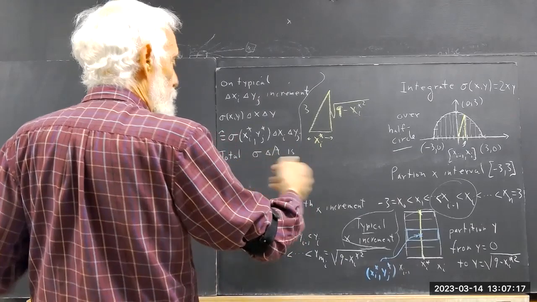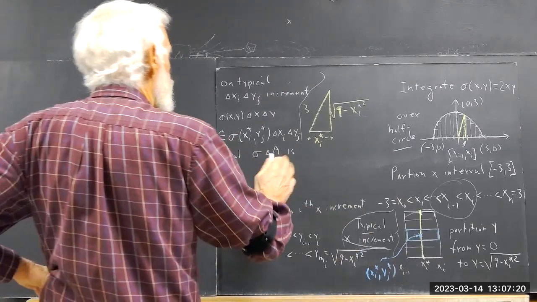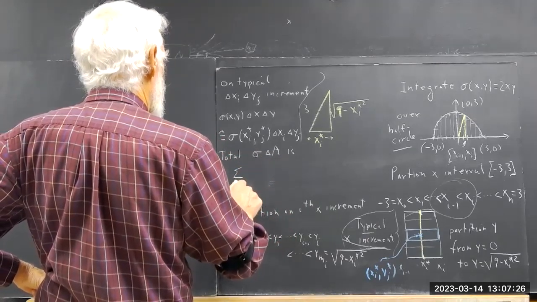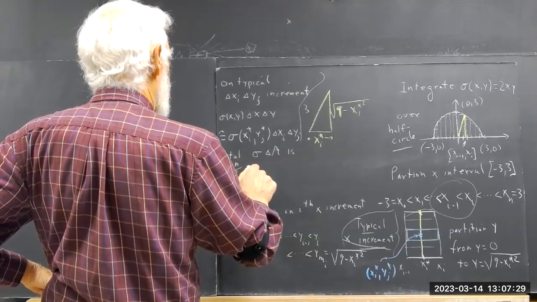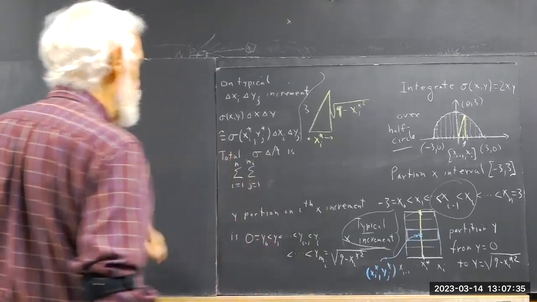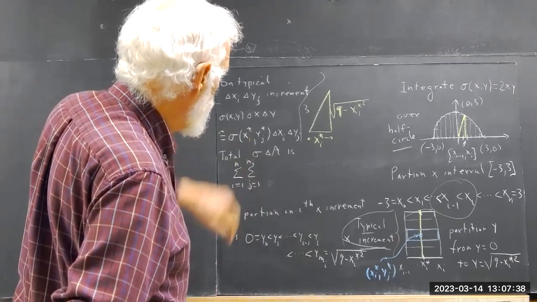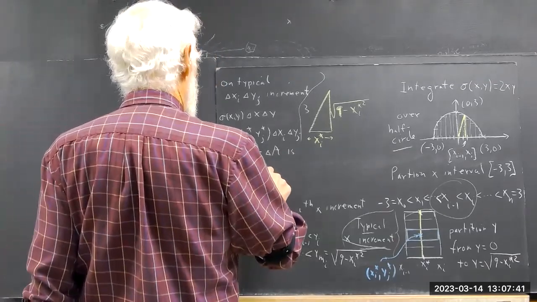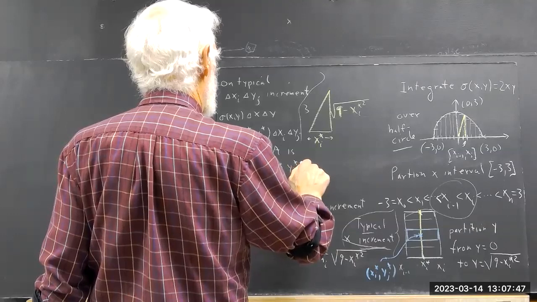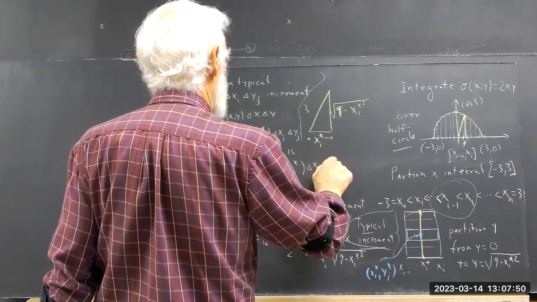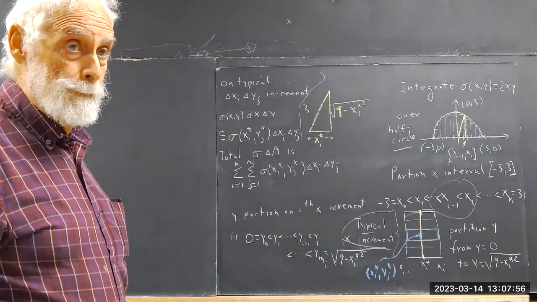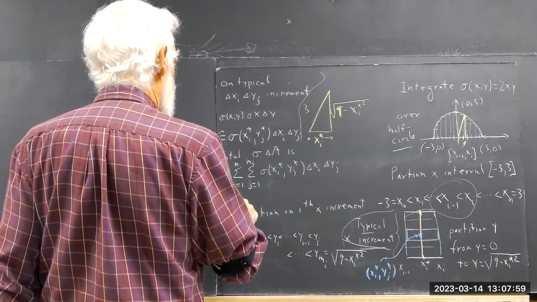Total of our sigma times area is a sum from i equals 1 to m, j equals 1 to m sub i, delta xi, delta yj. And this approaches the integral.